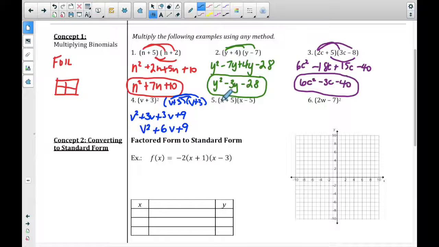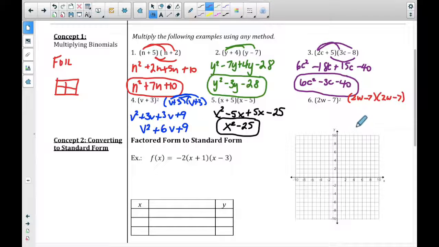Number 5, again, I'm just going to multiply it out the same way I've been multiplying all these. So I'm going to take a second to do that first step. And then again, the unique thing here is my middle two terms, they look the same, but look, one of them's minus and one of them's plus. So they're not really the same. So when I add those together, negative 5x plus 5x is 0. And so my final answer is just going to be x squared minus 25.